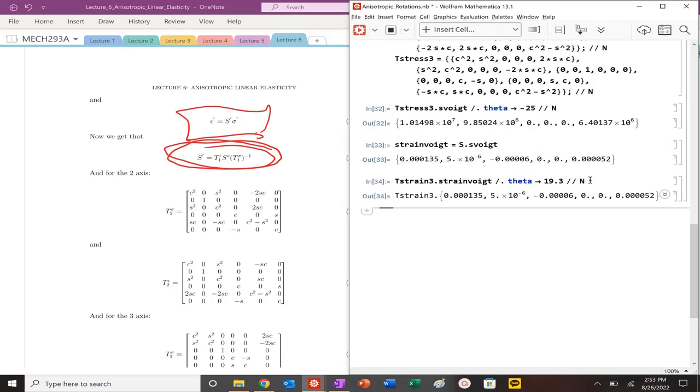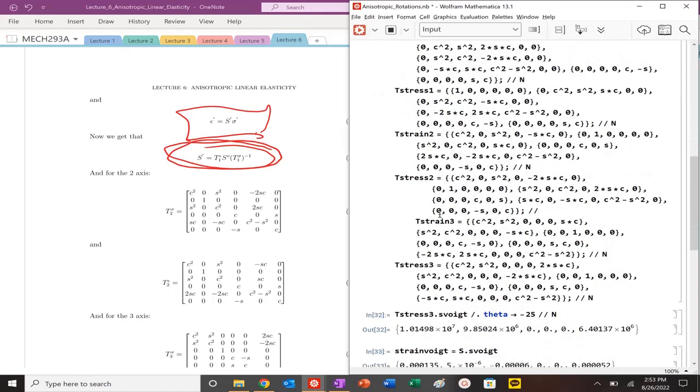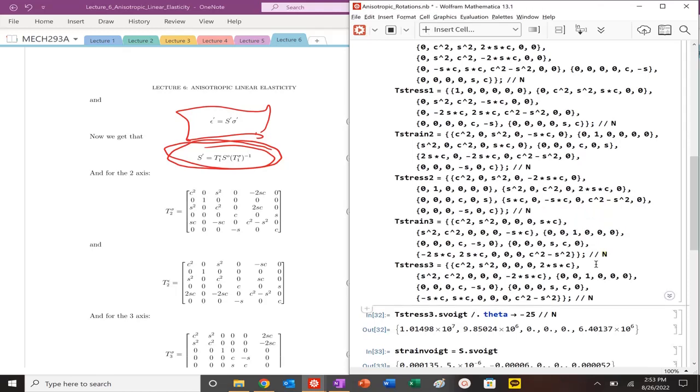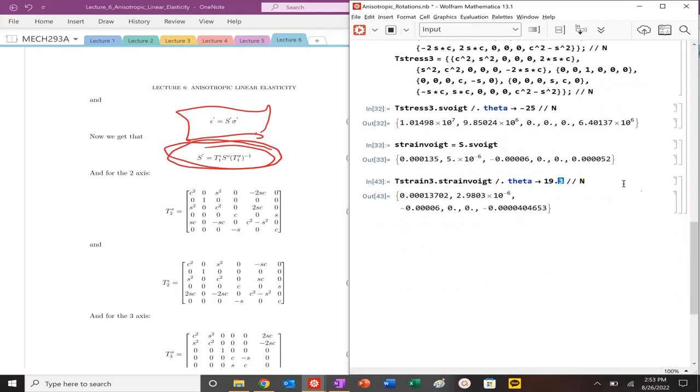Actually, it's not T strain 3. We need to make a quick correction here. It's not the strain Voigt. Oh, there's the error. I see. So let's reevaluate. There we go. So you can see here, again, we have some values. There is basically a little lower strain. But that would be our principal strain values that are associated with that. You can also calculate it using that rotation as well.